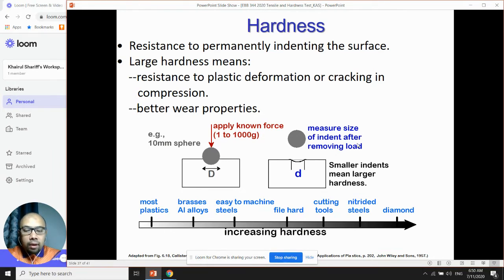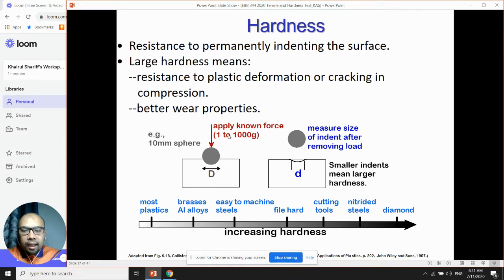So normally the hardness test can be called a plastic deformation test, where you apply a load on the metal. If the metal cannot absorb or resist the load applied onto the surface, the metal will be dented. Dent means kemek on the surface.